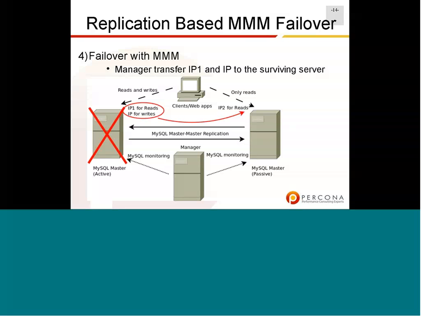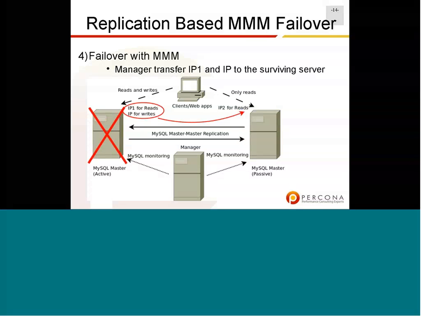The active master is down, so MMM will realize that and will transfer the virtual IPs to the surviving master. So the surviving master will have two virtual IPs for read and the virtual IP for writes. Of course, I've not drawn here, but you can have multiple slaves attached to these masters. And MMM will manage to reconnect the slaves to the correct master.